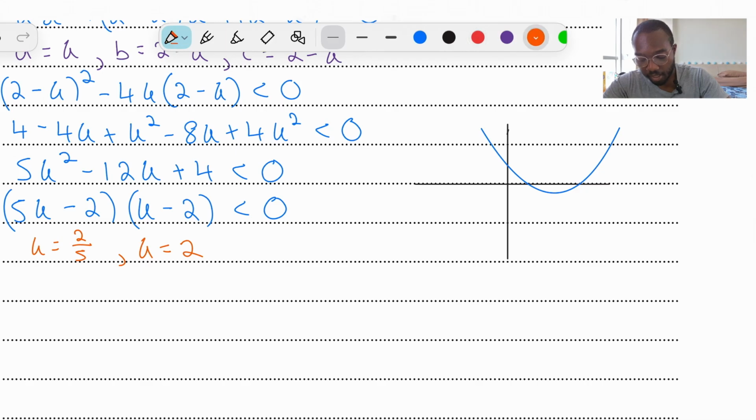And then we know that this point here is 2 over 5. This will be a 2. And then we're saying that when it's less than 0, it will be like this value here, because less than means below the x-axis. Therefore, we know that 2 over 5 is less than k, which is less than 2. So what that means is any value between 2 over 5 and 2, these lines would not intersect. K cannot be between 2 over 5 and 2. If k is between 2 over 5 and 2, then the lines just do not intersect.